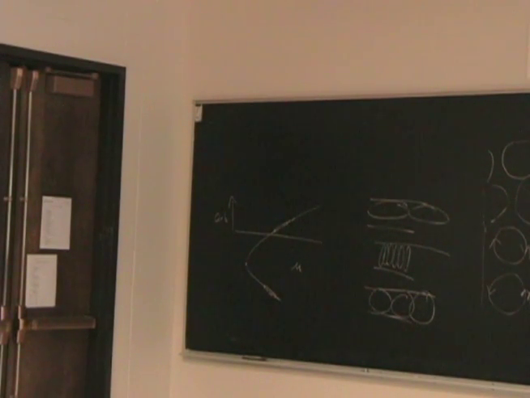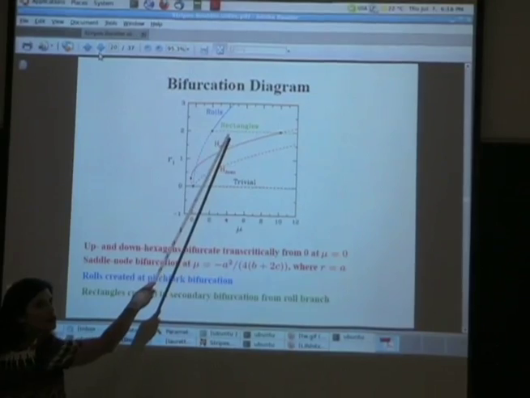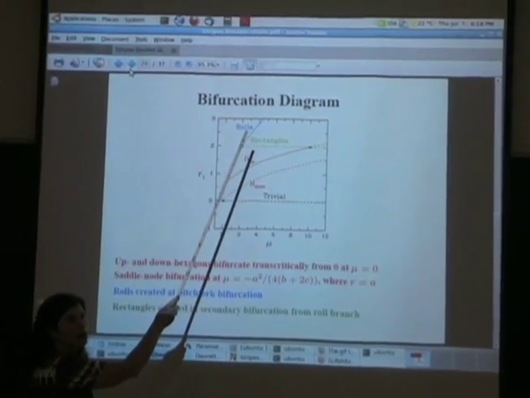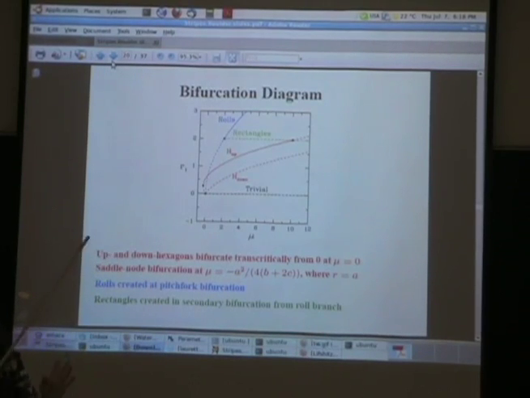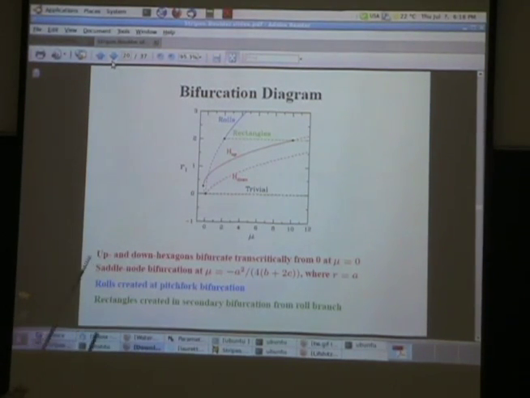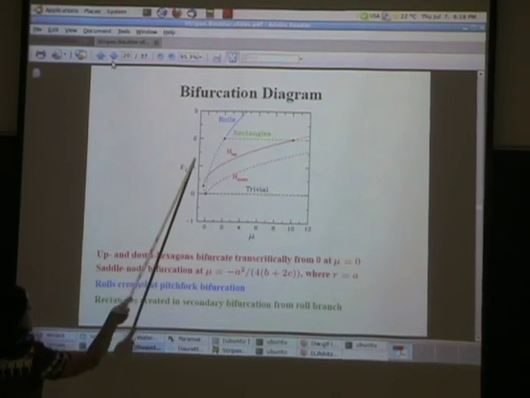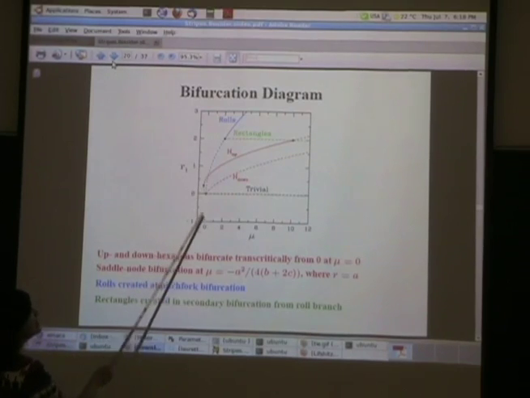And if you do all the calculations, you find the rolls, you find the hexagons, you also find a set of things called rectangles, where two of the r's are equal, the third one is different. You find this, and of course we're not going to go through this because we don't have time. So this is the bifurcation diagram for the hexagons. These are the steady states. This is the amplitude, some measure of the pattern as a function of mu.